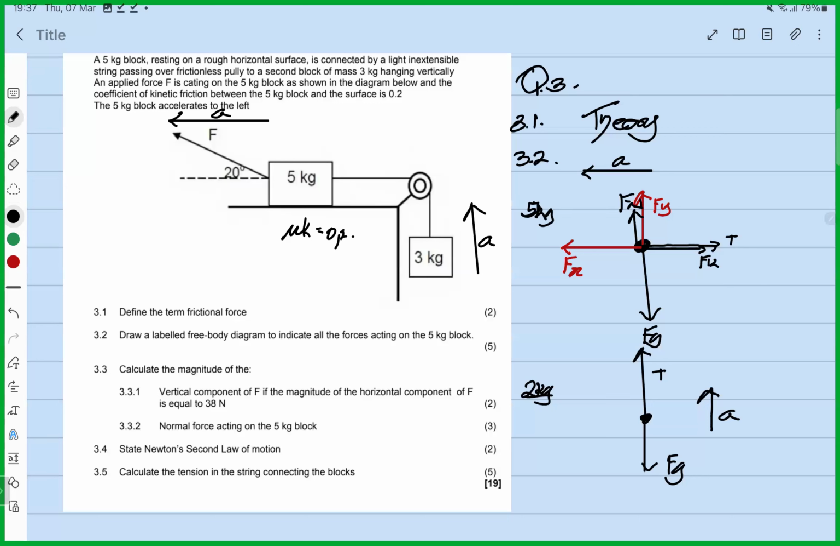Right, what do they tell us? They tell us that the vertical component of F is 38 newtons. Oh, sorry, I did the whole thing wrong. Calculate the magnitude of the vertical component of F, if the magnitude of the horizontal component is 38 newtons.